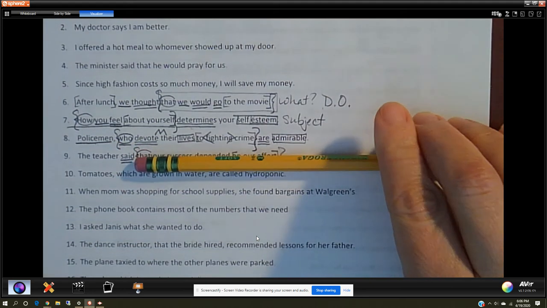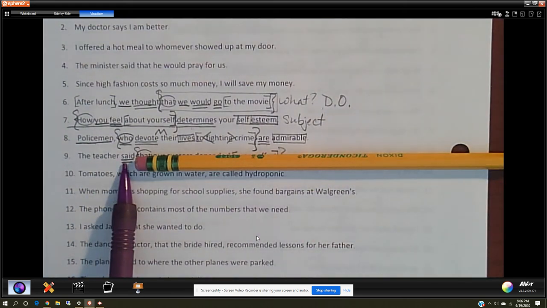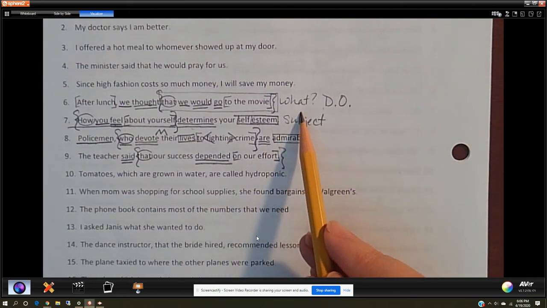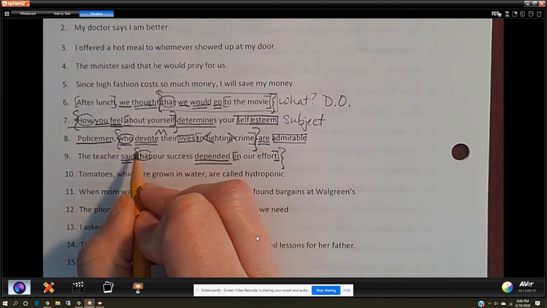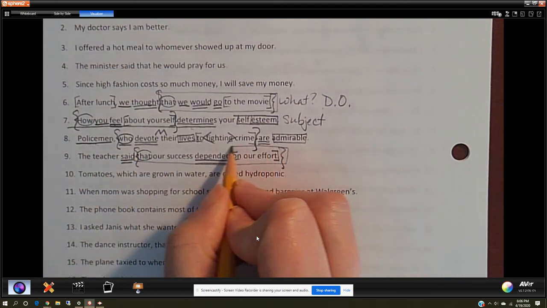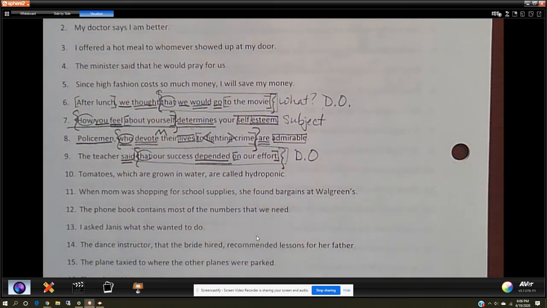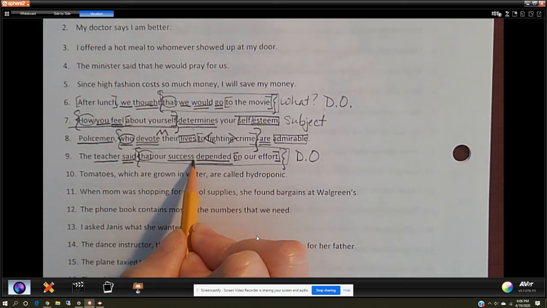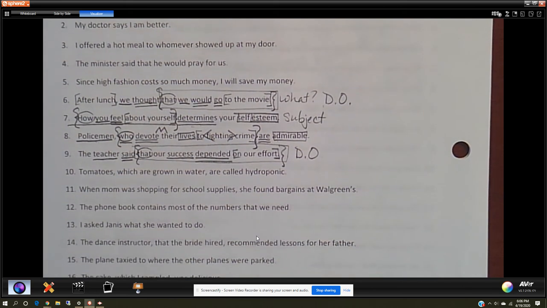Yes, the teacher said. However, I'm going to look right here and notice that it's right after the main verb of the independent clause. So again, just like on number 6, I'm going to ask the question, what? Okay. So if this whole thing answers the question what, then this whole thing is a direct object, and you can either box it or write direct object to the side. All right, subject verbs. Teacher said, success depended. It's a direct object noun clause. We're done. Number 10, tomatoes which are grown in water are called hydroponic.